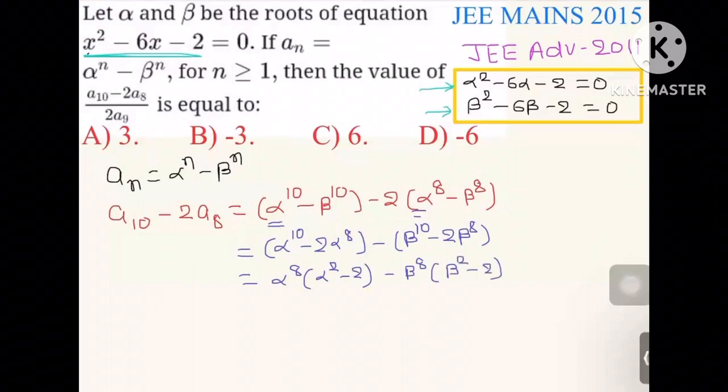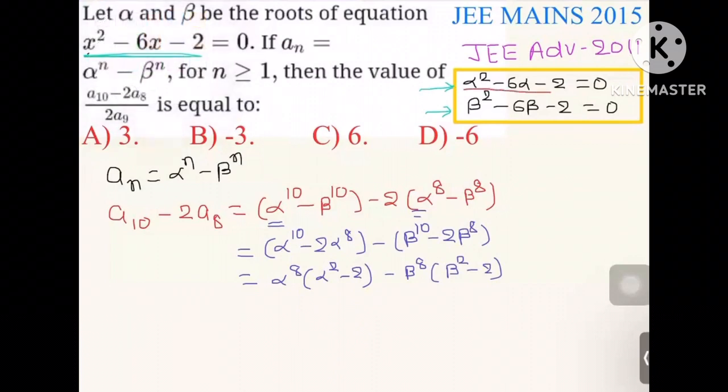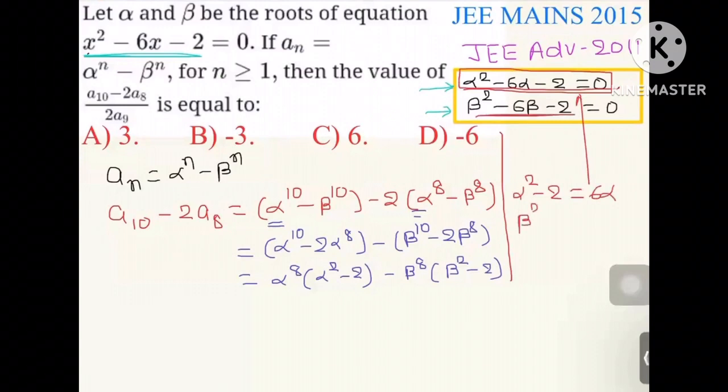Now tell me one thing, from this information, what can we get? Alpha squared minus 6 alpha minus 2 equal to 0. From this, can we conclude that alpha squared minus 2 is equal to 6 alpha? And from the second information, we can conclude that beta squared minus 2 is equal to 6 beta. That means we can replace this alpha squared minus 2 with 6 alpha. So what will we get?